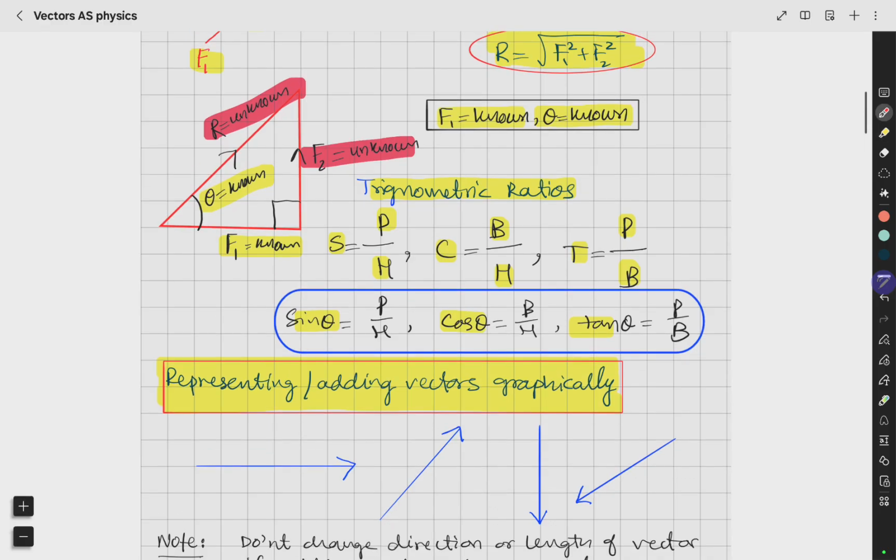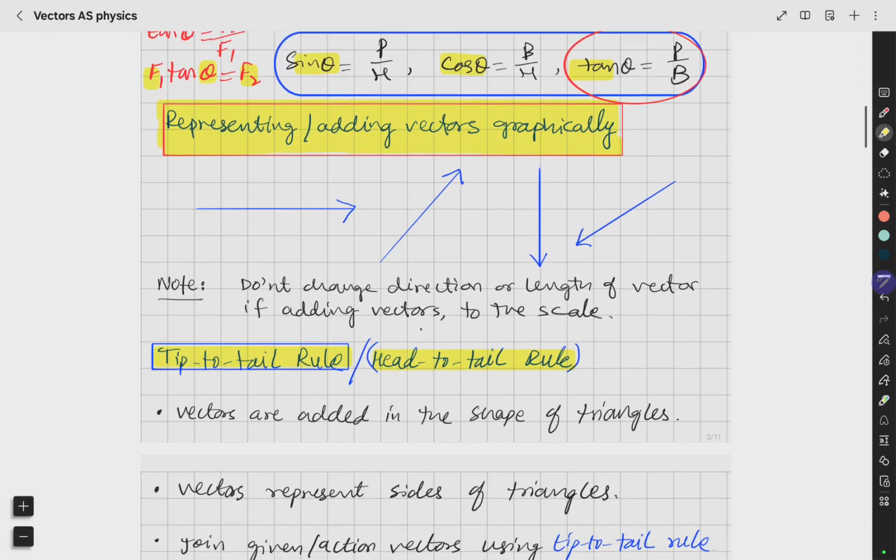For example, in this case, F1 is known, which is actually the base, and you have to find F2, which is the perpendicular. So you will look for the ratio in which perpendicular and base are involved. That is tan theta. Tan theta is perpendicular, which is F2, over base, which is F1. You have to find F2, so you shift F1 to the other side. As you know F1 and you know theta, you can easily find F2.